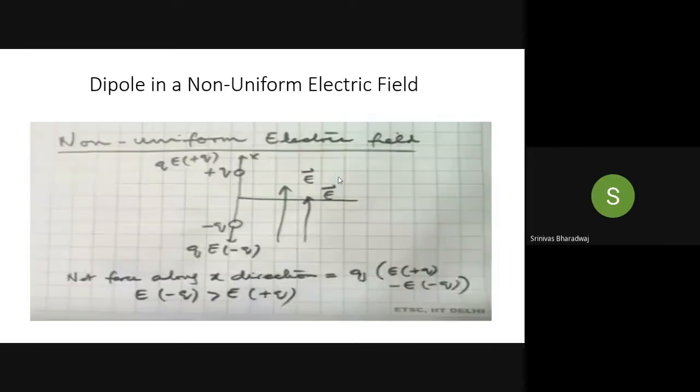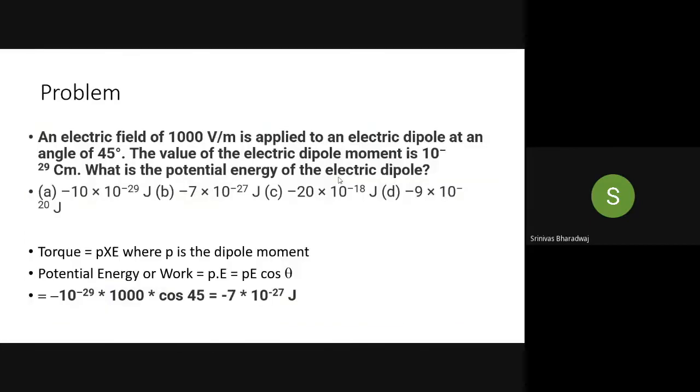We already discussed that. Dipole in a non-uniform field: you have to do the corresponding calculation for the net force. All right. Now when an electric field is applied to a dipole, what is the potential energy? The torque is P cross E, and the potential energy is P dot E.